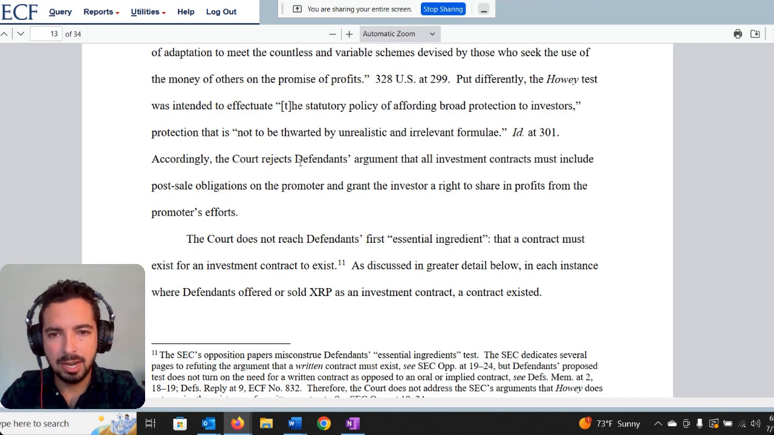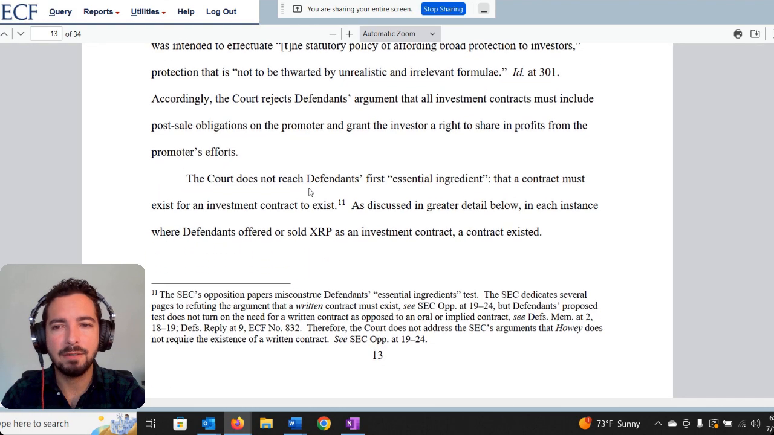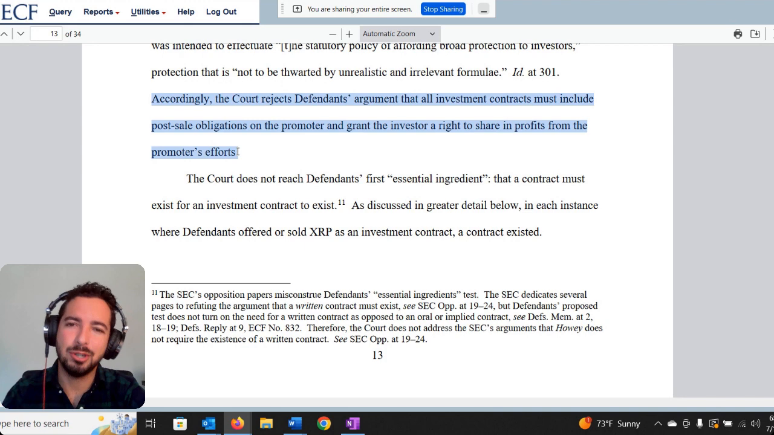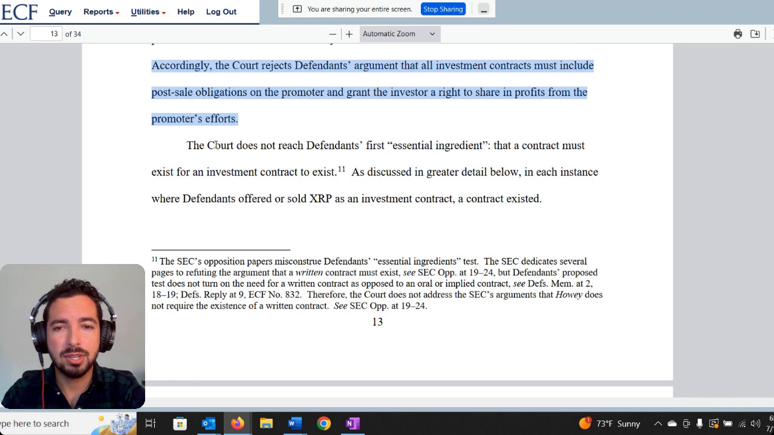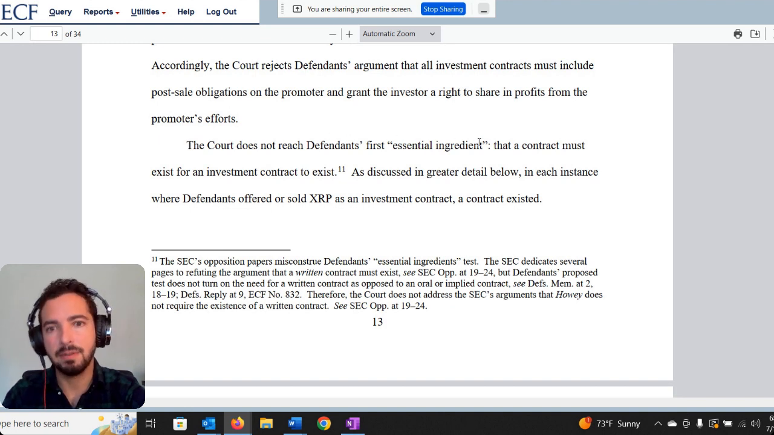"So accordingly, the court rejects defendant's argument that all investment contracts must include post-sale obligations on the promoter and grant the investor a right to share in profits from the promoter's efforts." So she's saying we're not going to do what you want us to do in this situation, Ripple. "The court does not reach defendant's first essential ingredient, that a contract must exist for an investment contract to exist." So what she's saying here is, listen, because I'm just throwing your test out altogether, I'm not even going to start talking about each ingredient specifically. So the whole test is out. So I'm not going to waste my time talking about each ingredient.